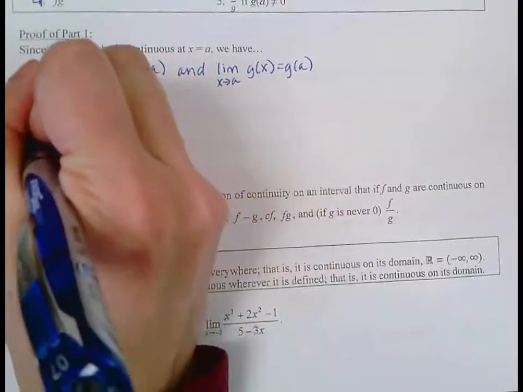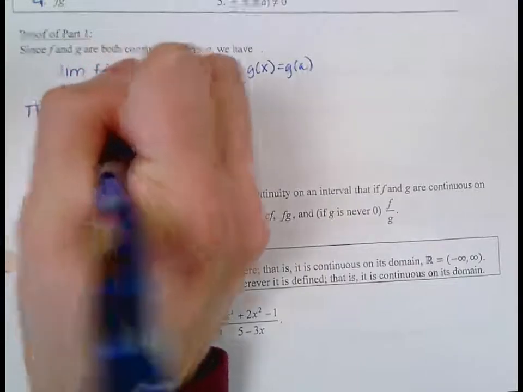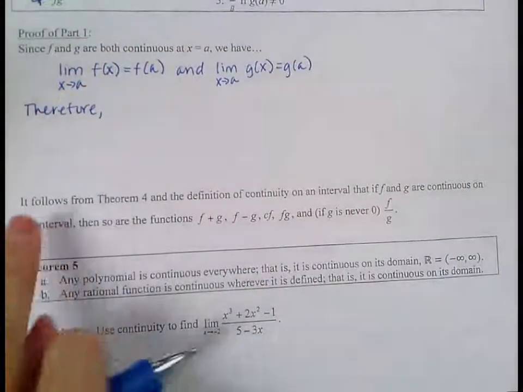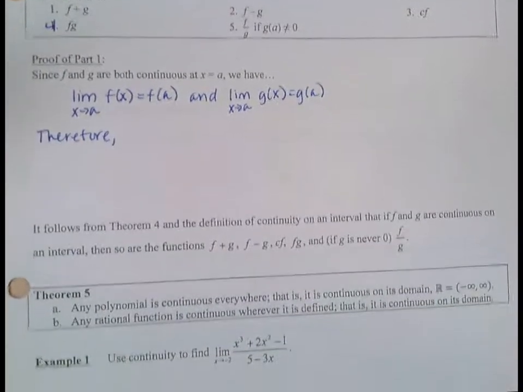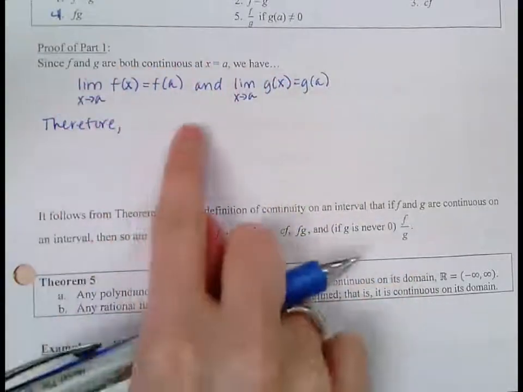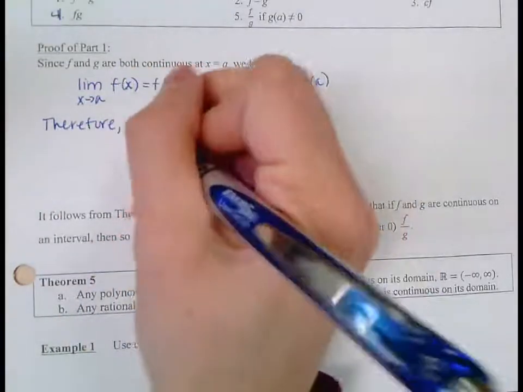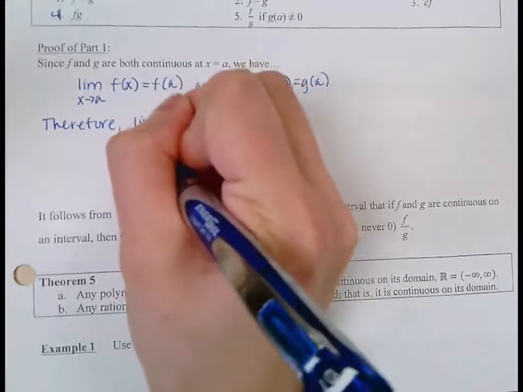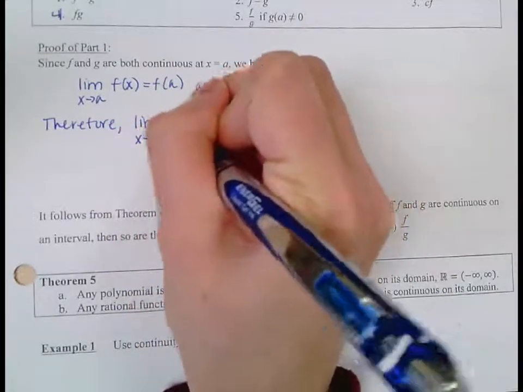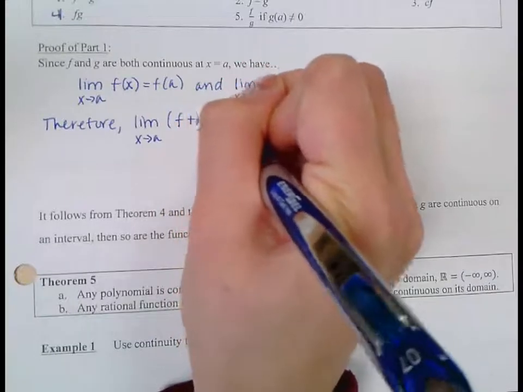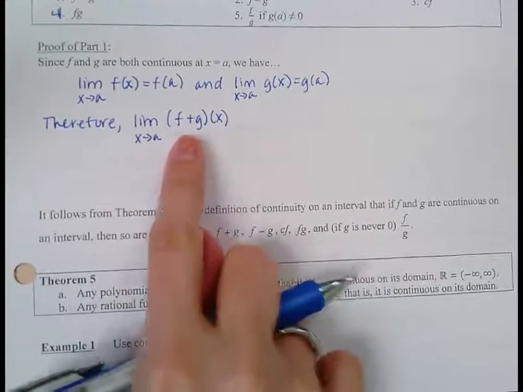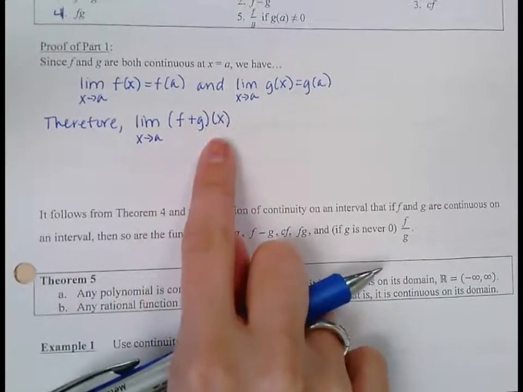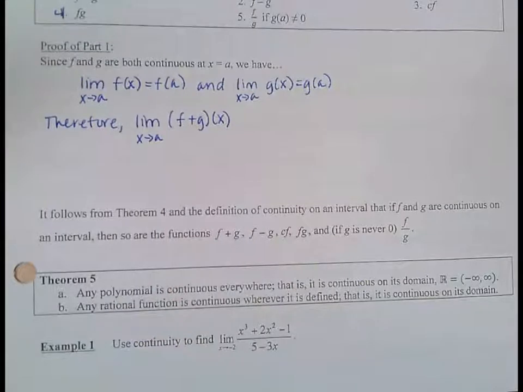So from here, I'll say therefore, and we are trying to show that f plus g is also continuous, so it's going to fit a similar type of definition. I'm going to start by saying the limit as x approaches a of the function f plus g of x. And what I want to show is that this is going to equal the function value f plus g of a, because if it fits that definition, we know it's continuous. I can't just jump straight to there.